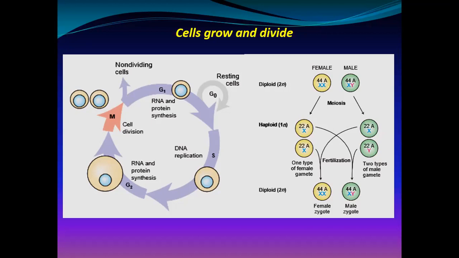In mitosis, the ploidy is equal, right? 2n will become 2n in the daughter cell. Here, in meiosis, what happened? The 2n becomes half. That means diploid will become haploid. Okay, right.